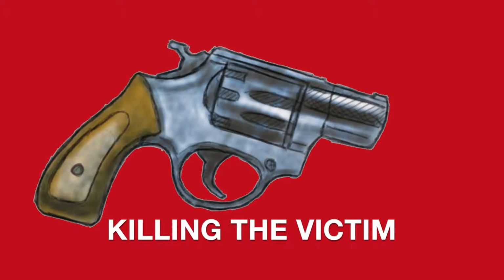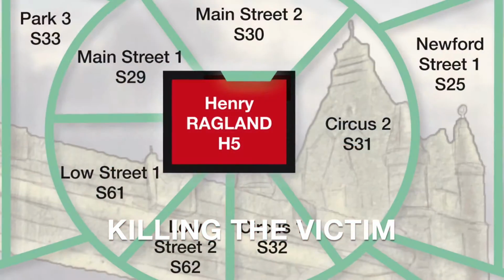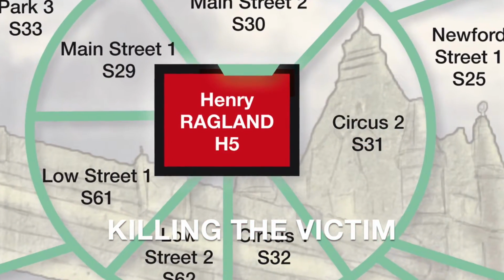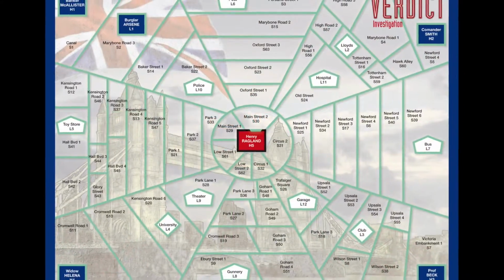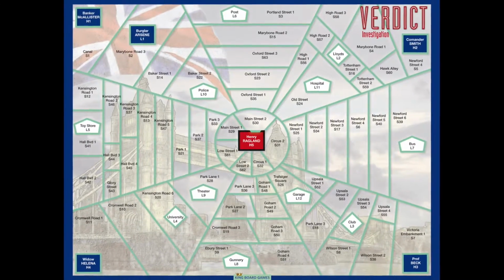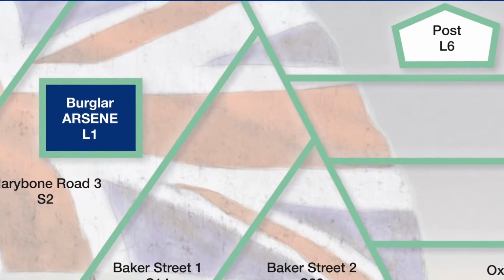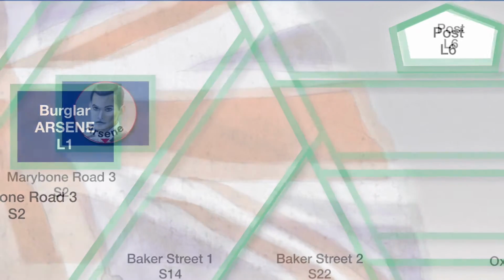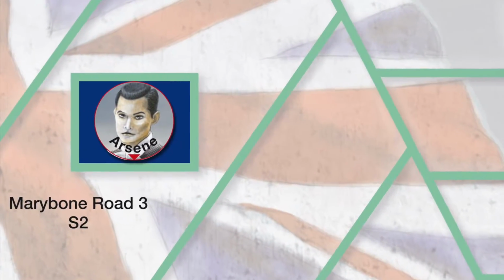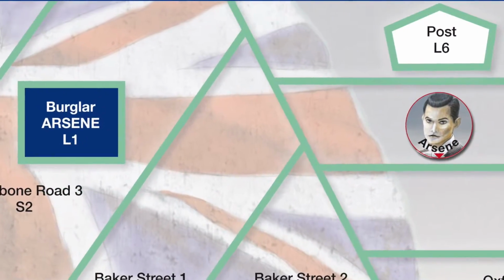The killer can kill Henry Ragland at the victim's place or kill Henry Ragland in a different location. In that case, he must telephone the victim to set up a meeting and kill him there. The killer starts from his home. Each move of one location on the map equals 1 hour.